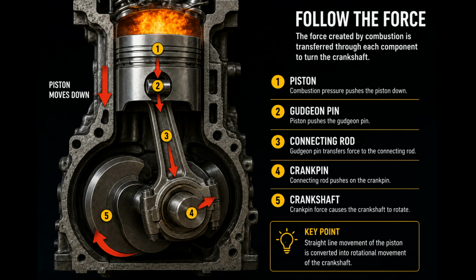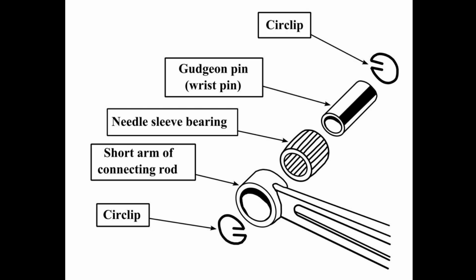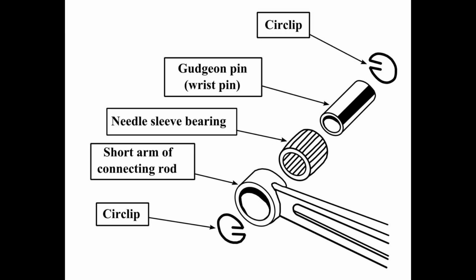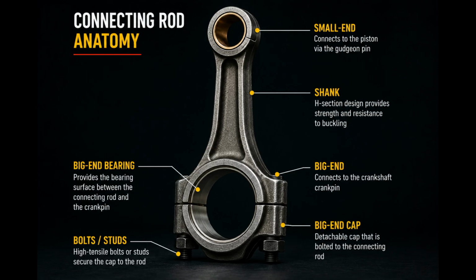As the piston moves downward, it pushes on the gudgeon pin, also called the wrist pin. The gudgeon pin transfers this force into the small end of the connecting rod. The connecting rod carries the force down to its big end, which is connected to the crankpin of the crankshaft.